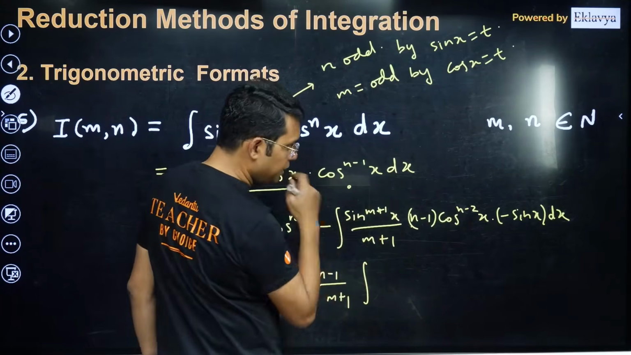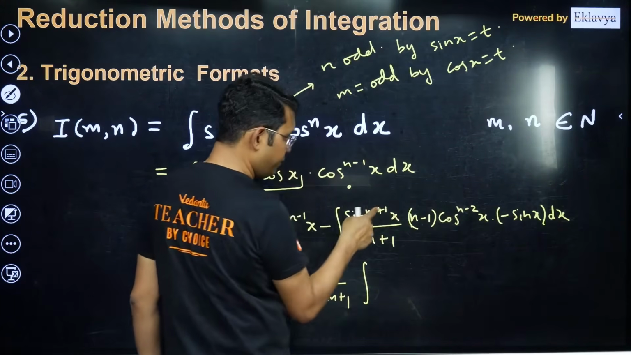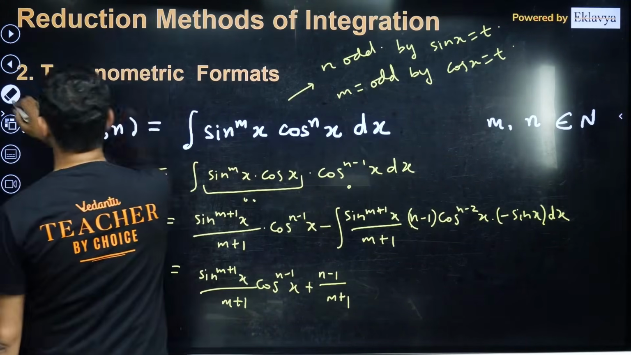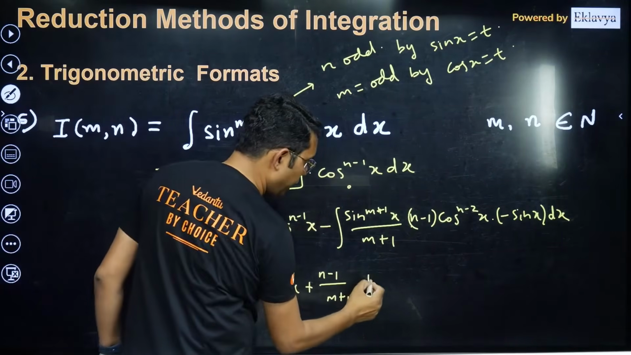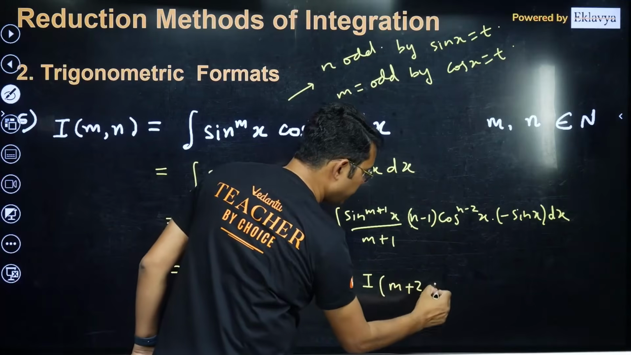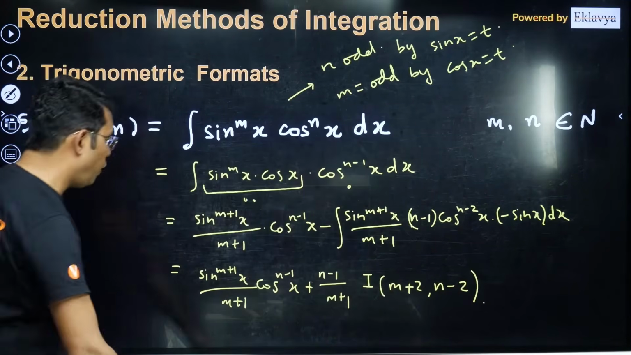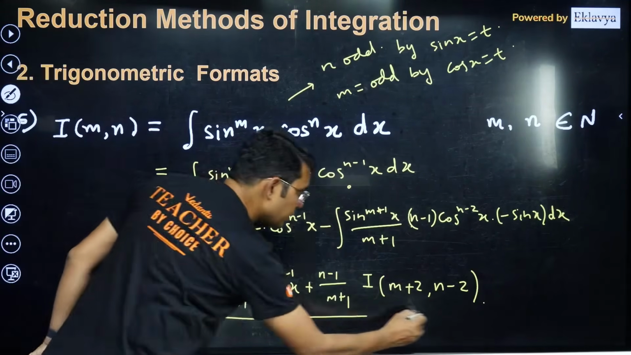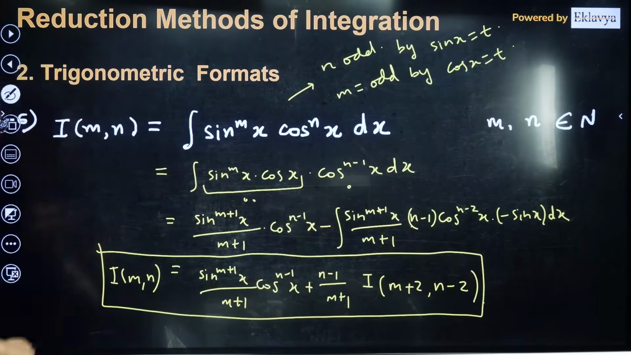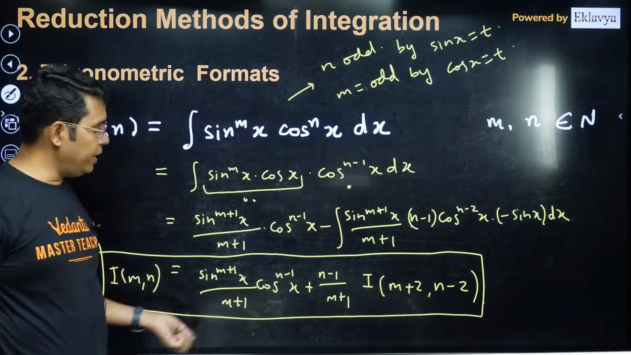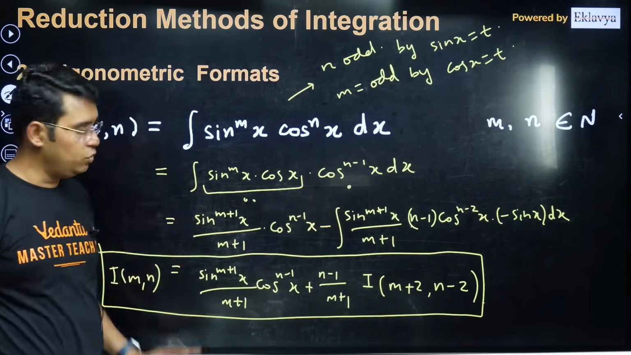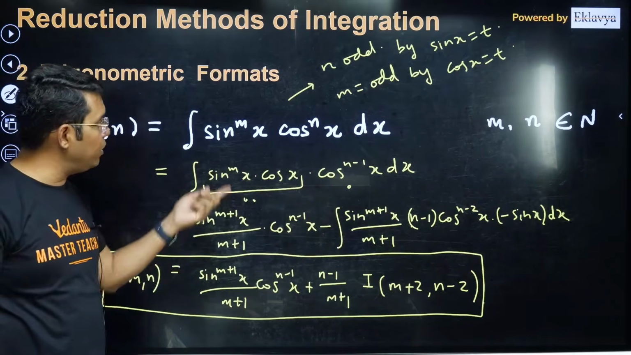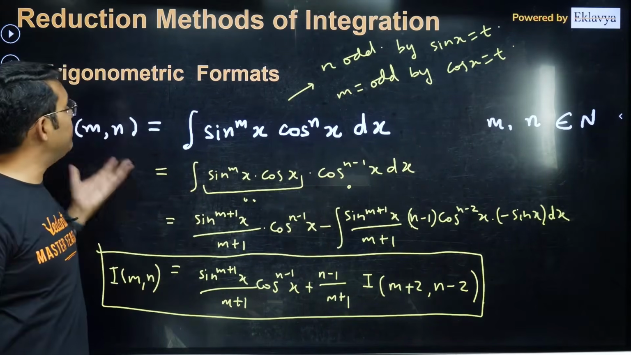And here this sine x, if multiplied here, you will get, let me write it directly, not as an integral, rather as I m plus 2 comma n minus 2. So what we have done by these two steps is changed this I m n in terms of I m plus 2 comma n minus 2. You have reduced the power of cos, definitely, but you have increased the power of sine. So how can this be a reduction?